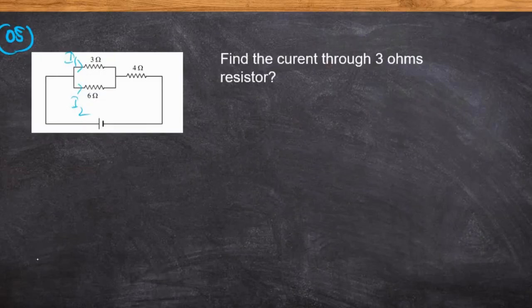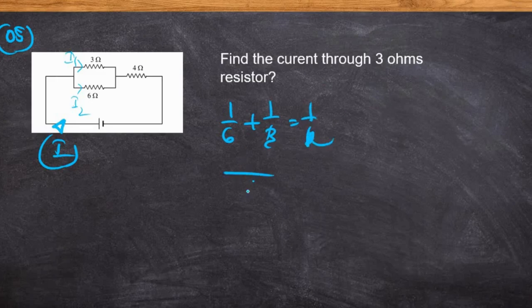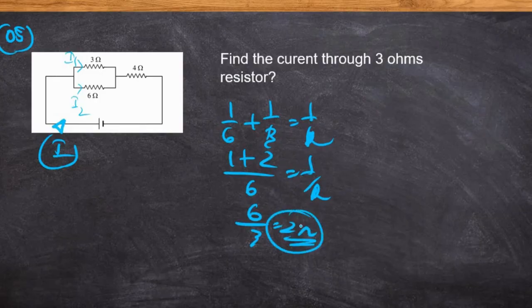Right, we are in the fifth question now. Find the current through the 3 ohms resistor. Right, so let's find the total current first, I. So you can see 6 and 3 are parallel. So 1 over 6 plus 1 over 3 equals 1 over R. Common denominator 6, it's 1 plus 2 over 6. You take the reciprocal value, 6 over 3, that's 2 ohms. So here we have 2 ohms. 2 plus 4, that is 6 ohms.